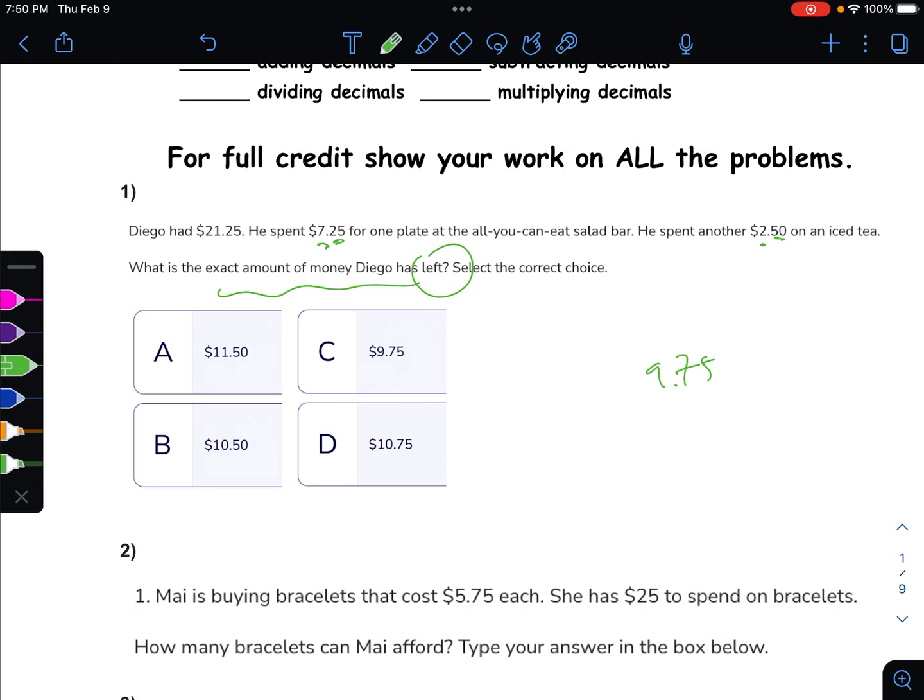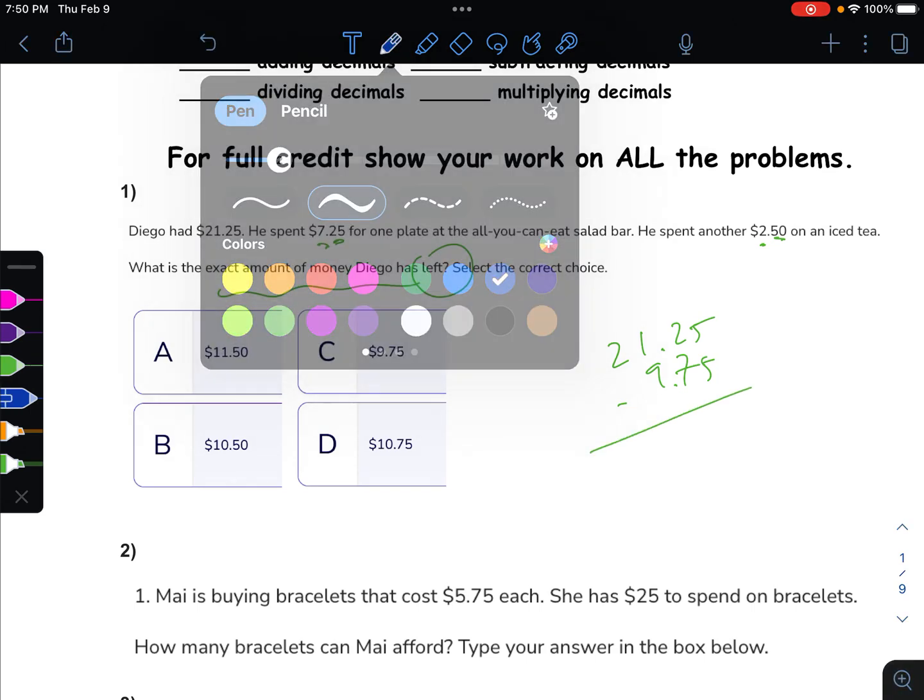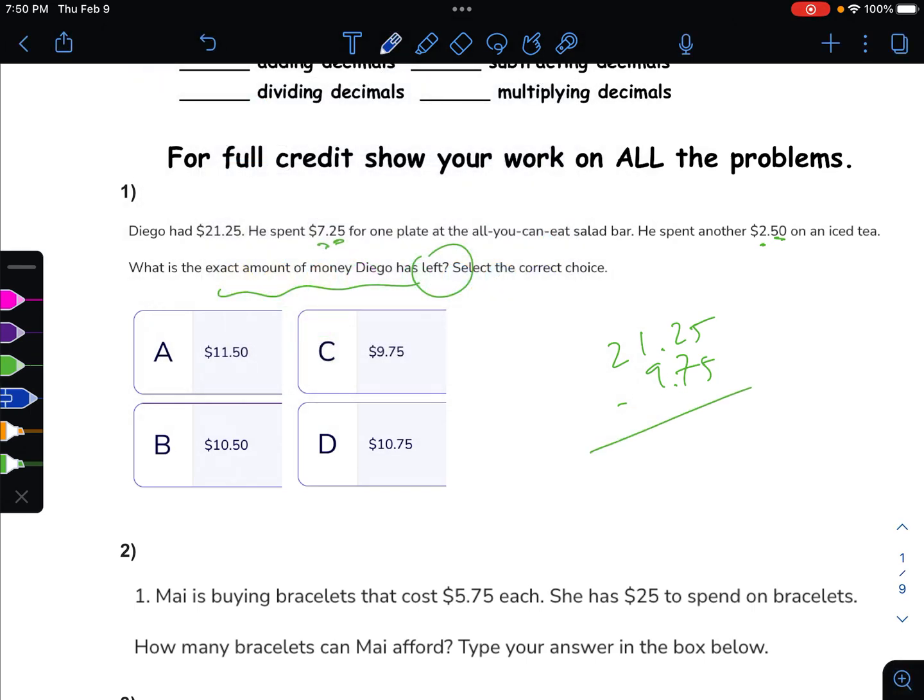And he has $21.25. So now I'm going to do some subtraction because I'm trying to figure out what he has left. Now the key with the subtraction, remember, you've got to line up those decimals. Let's see if I have to do any borrowing. 5 minus 5 is 0. 2 minus 7, I've got to do some borrowing. I'm going to take the 1 and make it a 0, make that a 5, make that 2 into a 12. 12 minus 7 is 5.